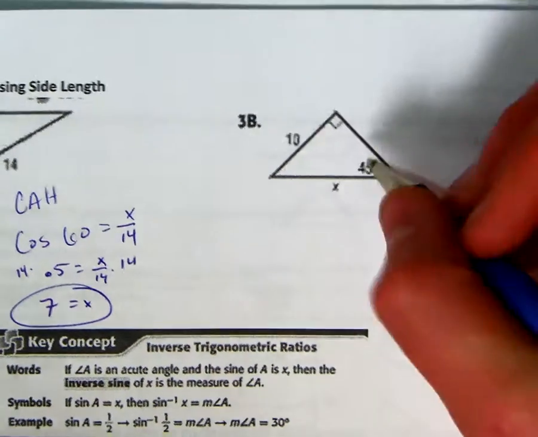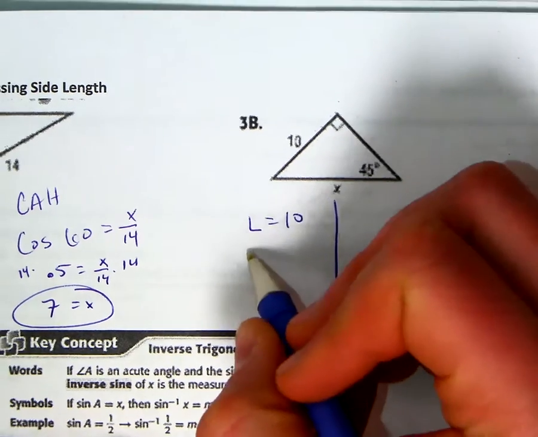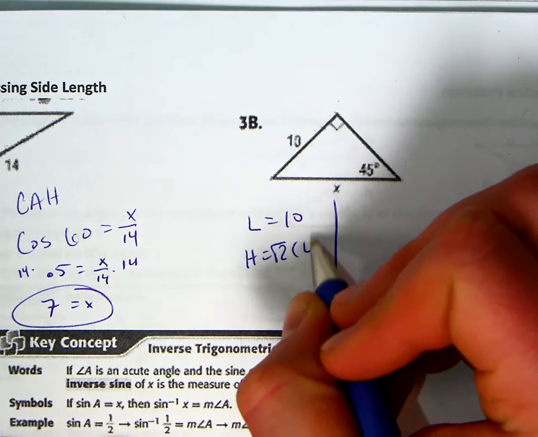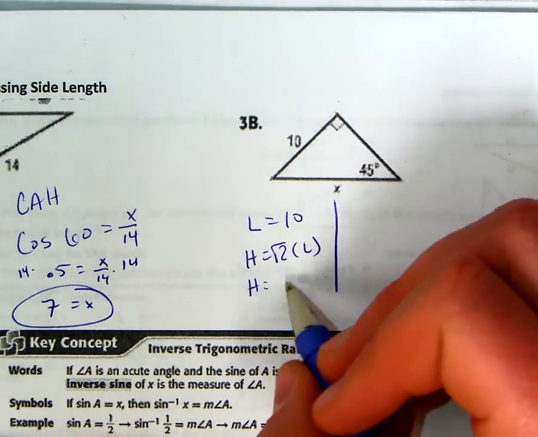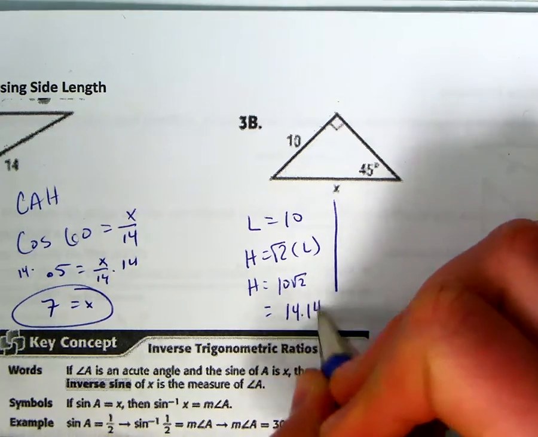For this example, notice this one's a 45-45, and you have the leg equals 10, and we know that the hypotenuse is the square root of 2 times the leg, so the hypotenuse equals 10 times the square root of 2, which equals roughly 14.14.